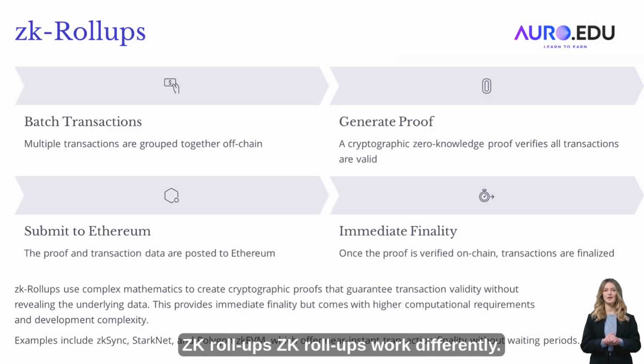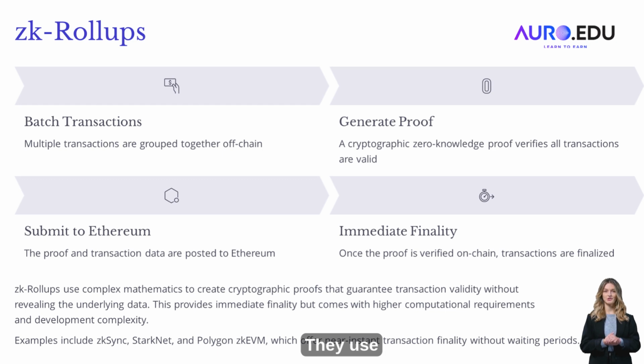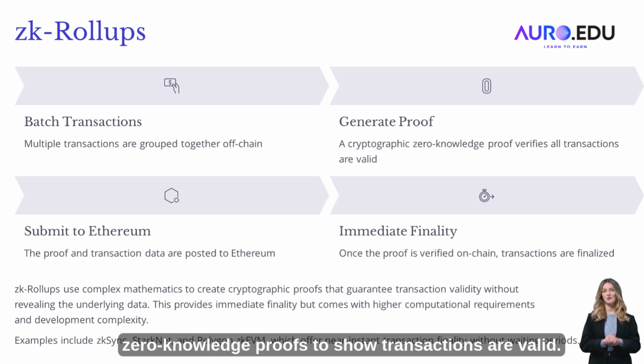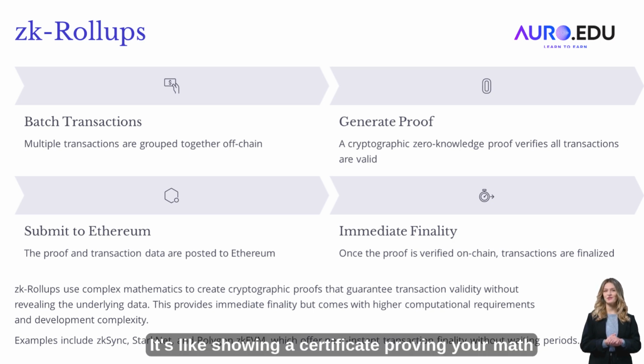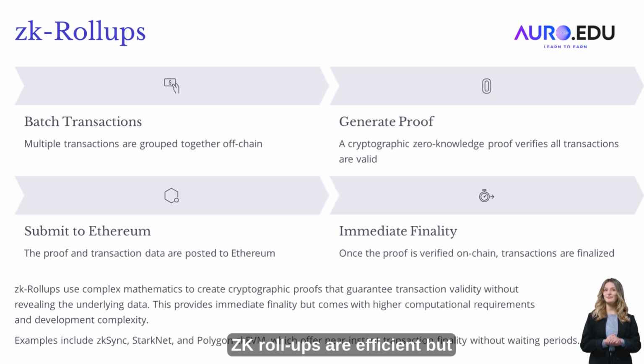ZK rollups work differently. They use zero-knowledge proofs to show transactions are valid. The proof confirms correctness without revealing all details. It's like showing a certificate proving your math homework is right without every step. ZK rollups are efficient but harder for developers to build.